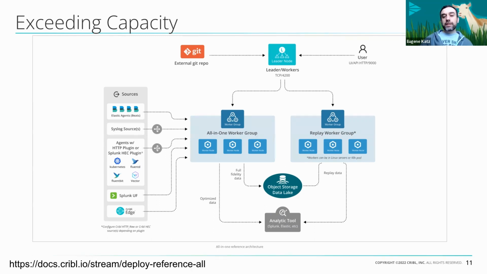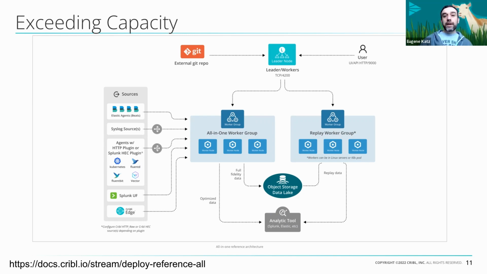If everything is in a single worker group, now let's say your syslog source that's coming in over UDP, all of a sudden you can't get all of that UDP off the wire fast enough because your workers are too busy processing this other spike.